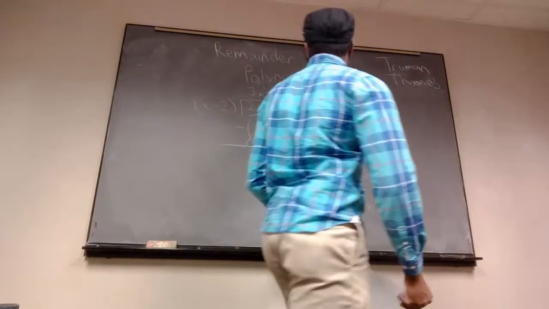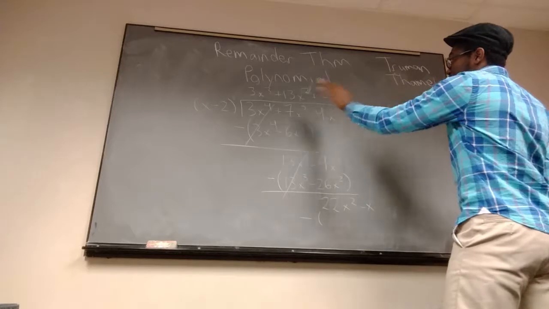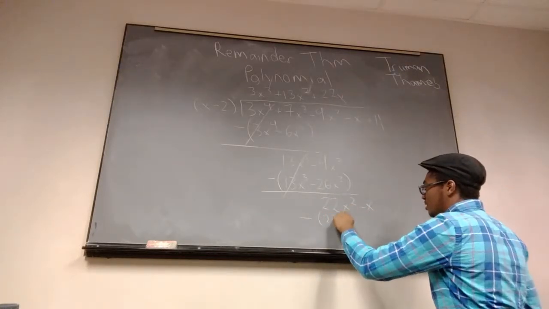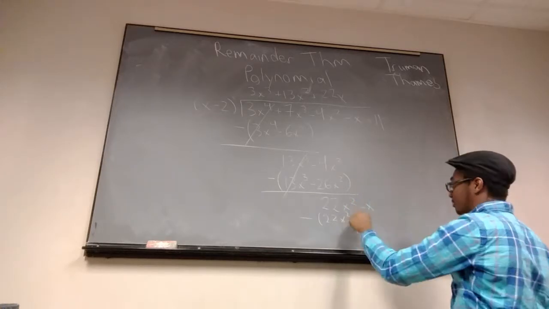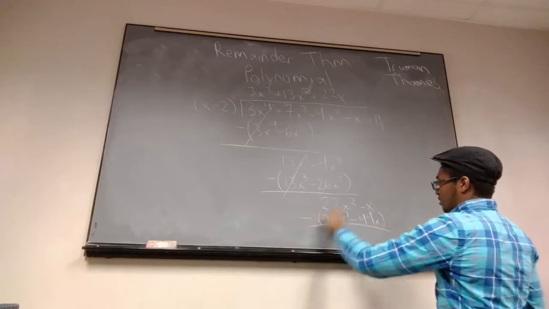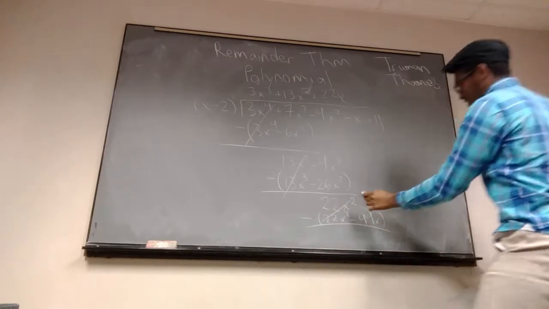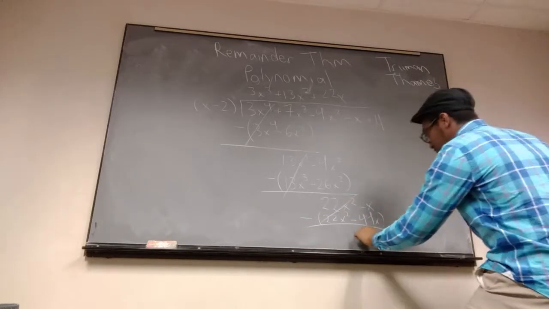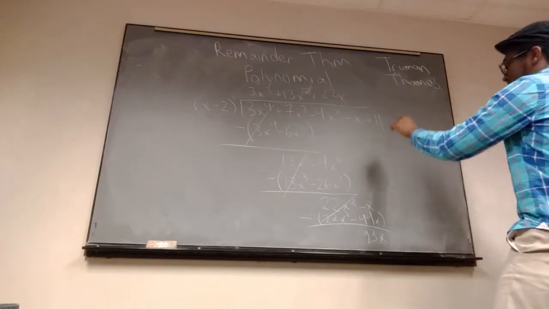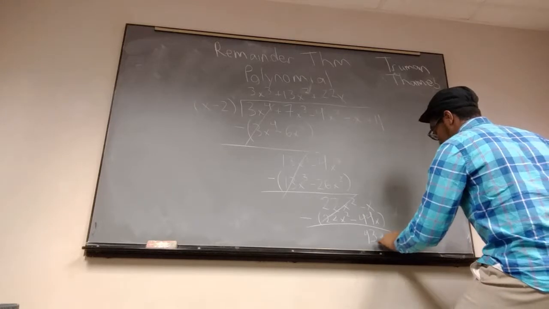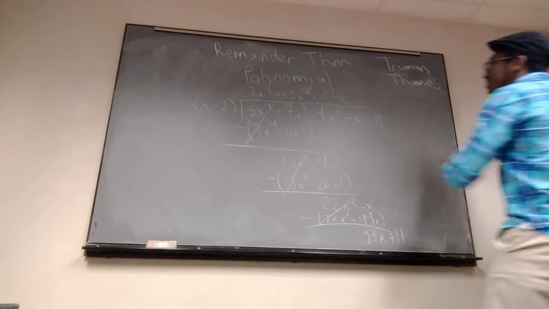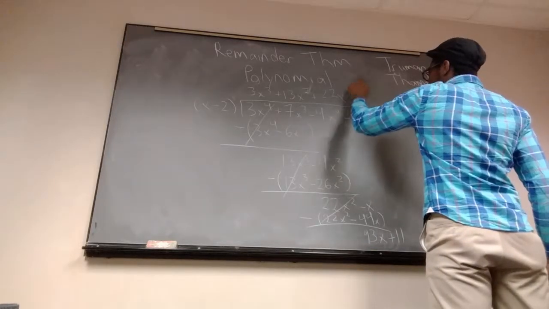Again, we multiply our 22x by x minus 2. 22x squared minus 44x. This again cancels out. And minus x minus minus 44 is 43x plus 11. Let's bring down the 11. And how many times does x minus 2 go into 43x plus 11? It goes in 43 times.